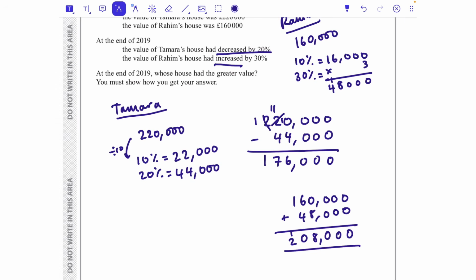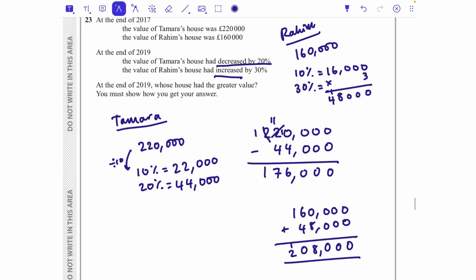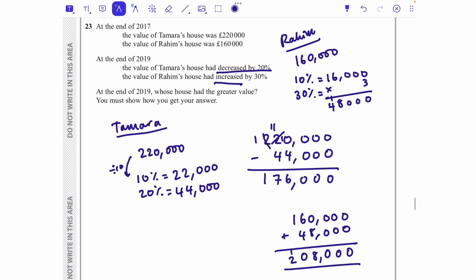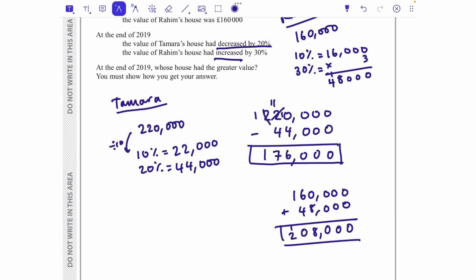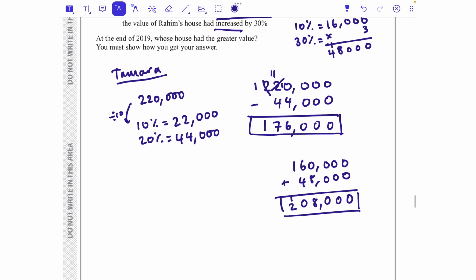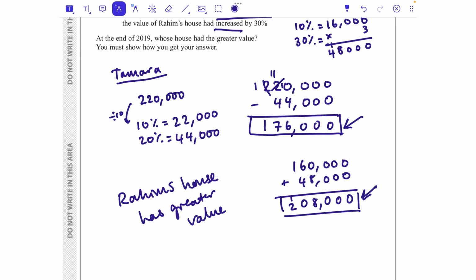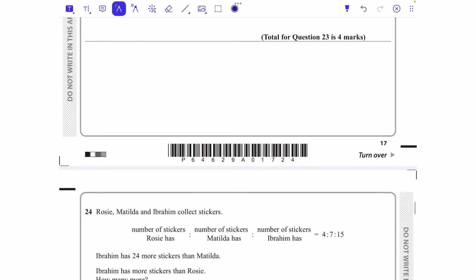So the question was, at the end of 2019, whose house had the greater value? Well, Tamara now has £176,000 and Raheem now has £208,000. So Raheem's house has greater value. So they just want to see those two values there. Great, well done if you got that.